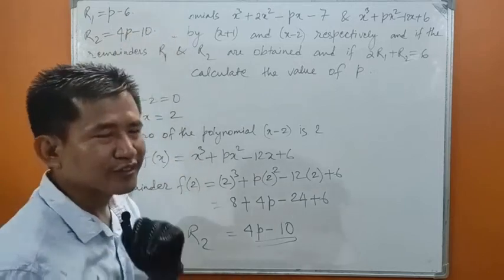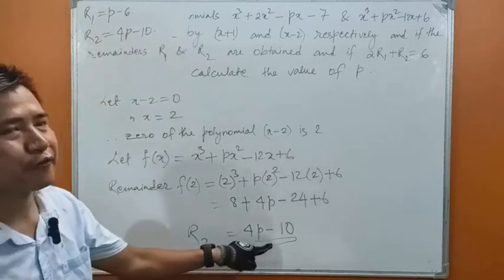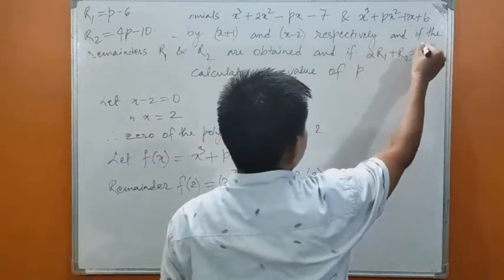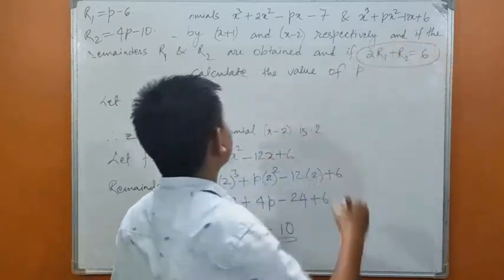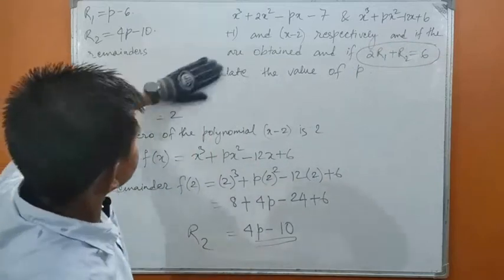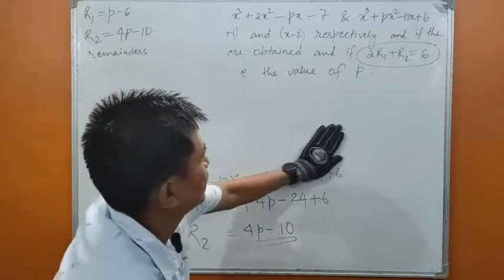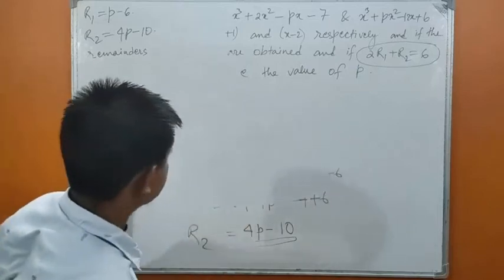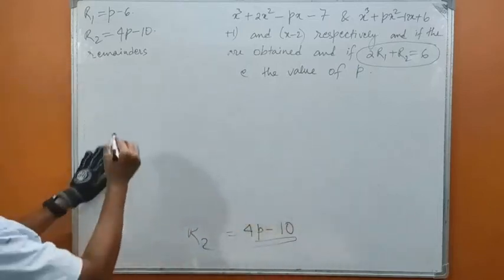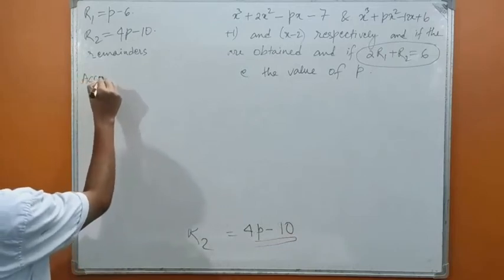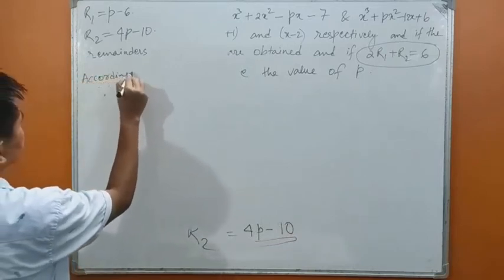Are you getting my point? R2 equals 4p minus 10. So now we have this equation, 2r1 plus r2 equals 6. This is given, isn't it? From here we are asked to find the value of p. Okay, according to the question, this is given to us.